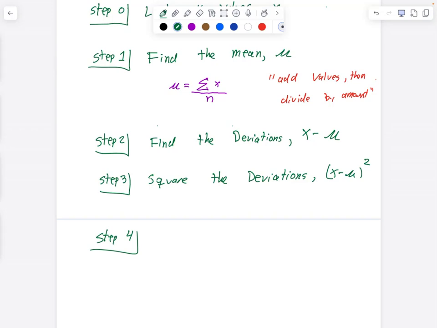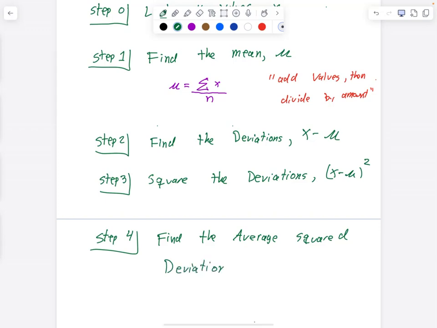So I'm going to put in here, and again, we're going to practice this. Add the squares and then divide by the amount of values.